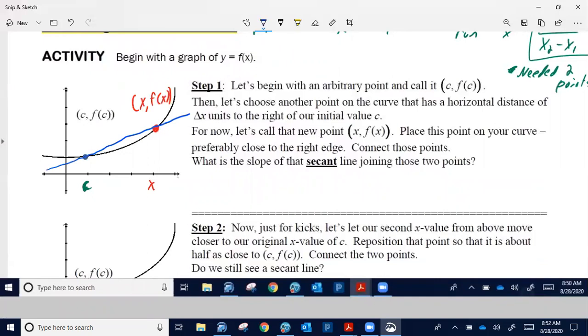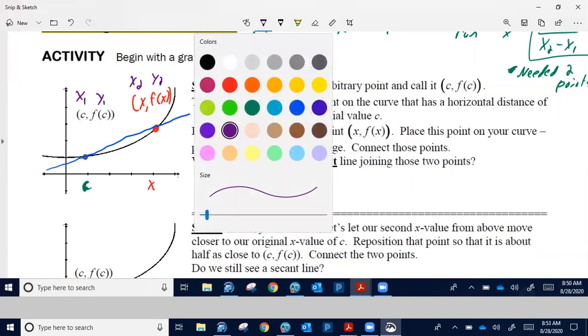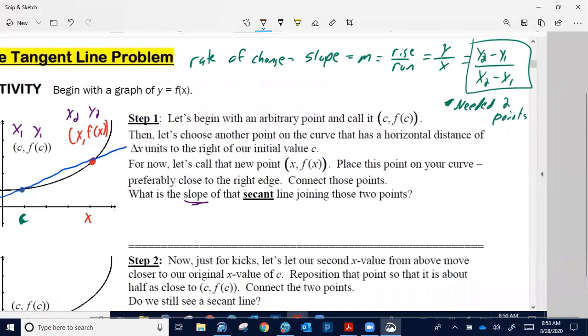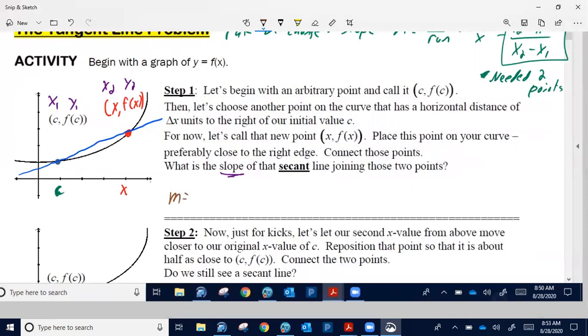And we can see that's a secant line. It's cutting through the curve. It's not brushing up against it. We can find the slope of this line because I have an x1, the first x, a y1, an x2, and a y2. So what is the slope of this secant line? Well, again, like I have defined up in this corner, the slope is always y2 minus y1 over x2 minus x1. So in this case, it's going to be f of x minus f of c over x minus c.